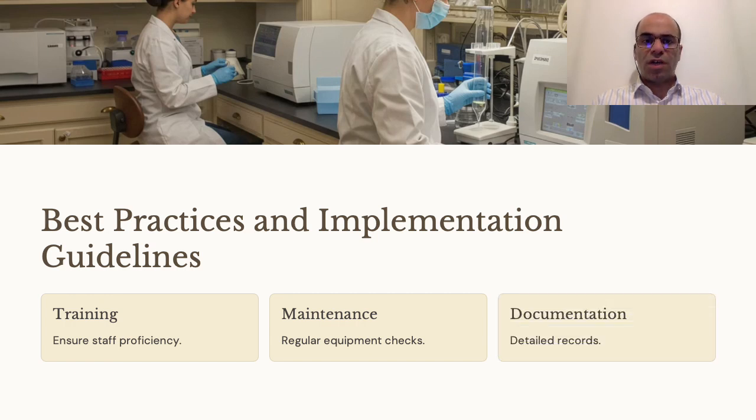And the last one is documentation. Documentation is about maintaining detailed records of all procedures, results, and quality control measures. Establish standardized forms and electronic systems for consistent documentation. Include batch information, reagent details, calibration data, and any deviations from standard protocols.